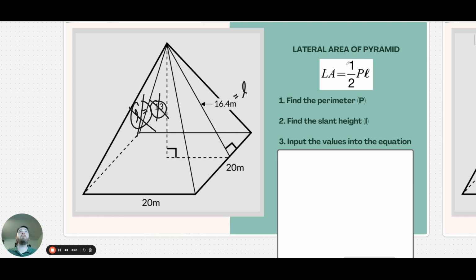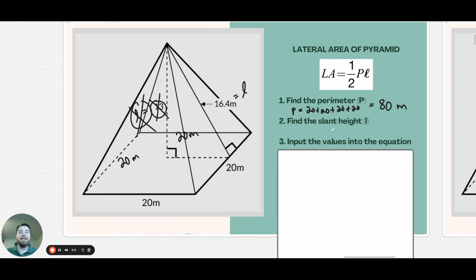So, first thing we want to do for the lateral area of a pyramid is find the perimeter. Well, you can see here, this is 20 and this is 20, which means these sides here are going to be 20 meters as well. And so because of that, I know that my perimeter is just going to be adding up all of the sides, or you could just take the side length and multiply it by the number of sides. So in this case, 20 plus 20 plus 20 plus 20. When I add all of those together, I get 80 meters. So that's my perimeter.